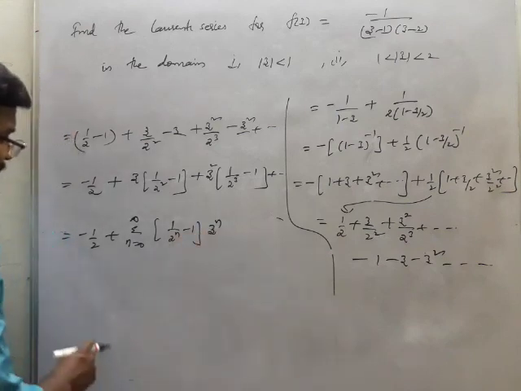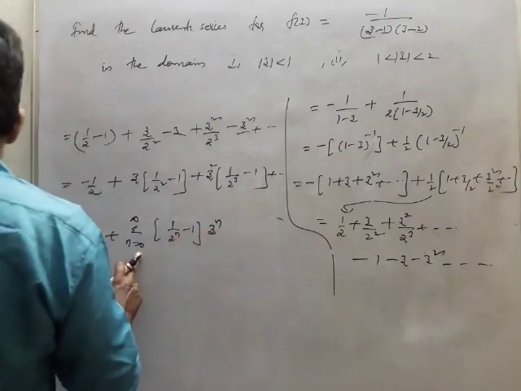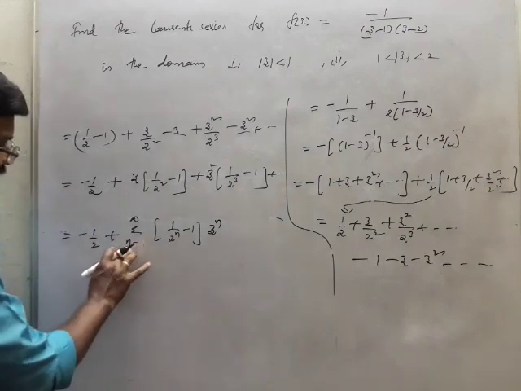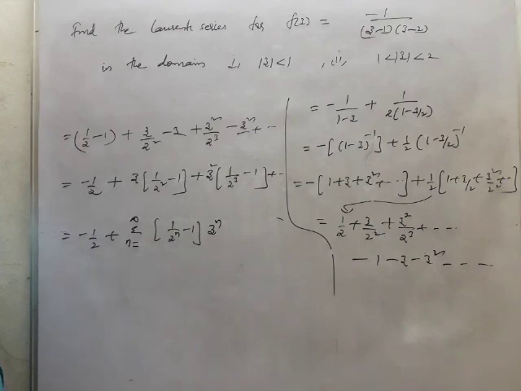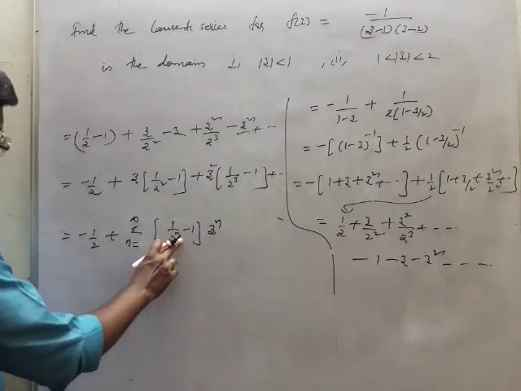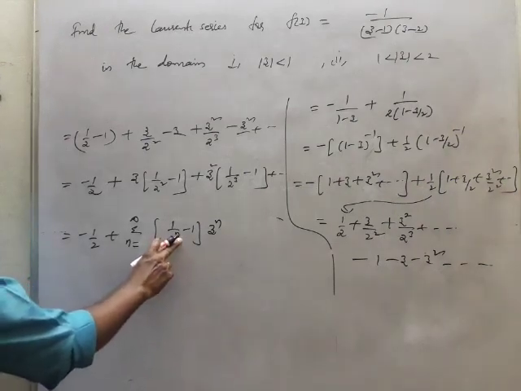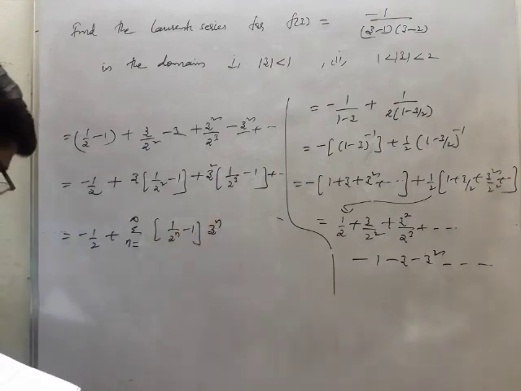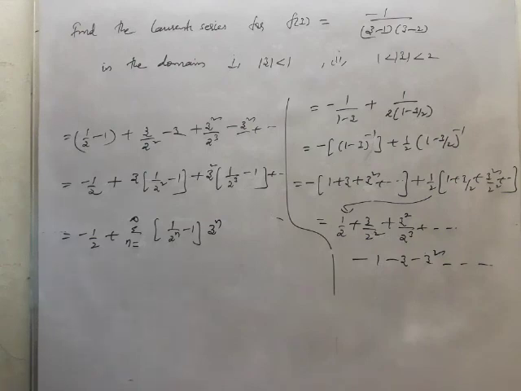Okay, if I substitute n equal to 1, it is not possible. N equal to 2 if I substitute, that is nothing but 1 by 2 square minus z power n, it may not be like that.